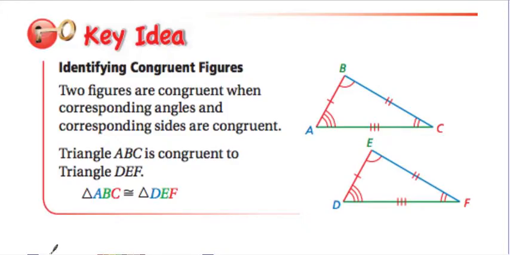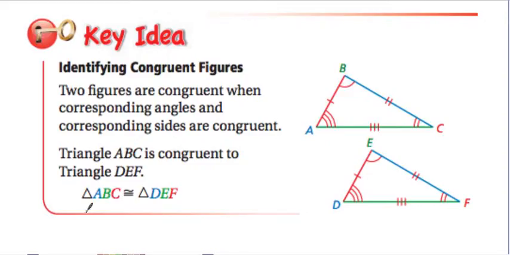Whenever we're identifying congruent figures, we need to look at these corresponding pieces and make sure that they are congruent to each other. So if AB corresponds with DE, if they are congruent to each other, and BC, which corresponds to EF, and AC, which is corresponding to DF, all of these pieces, all those sides are congruent to each other. All of these corresponding angles are congruent to each other, then that makes two figures actually congruent to each other.